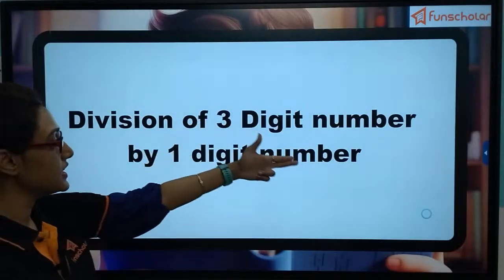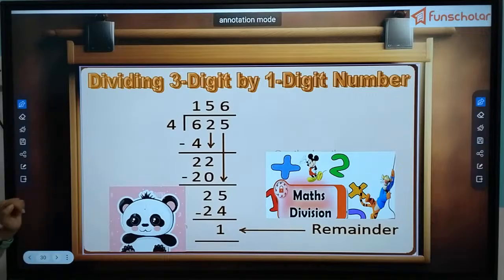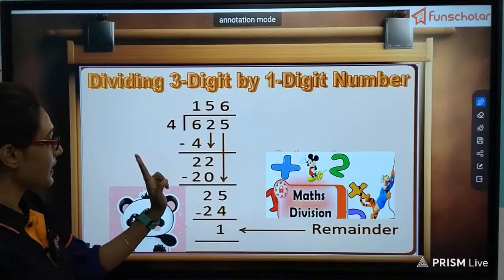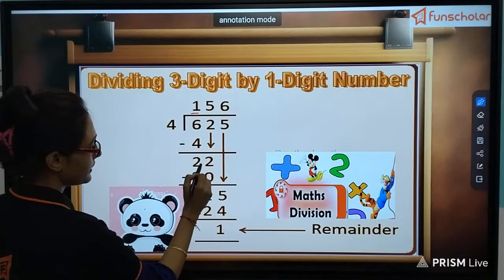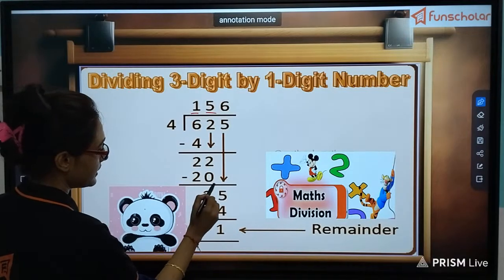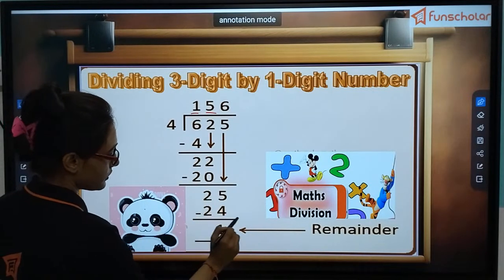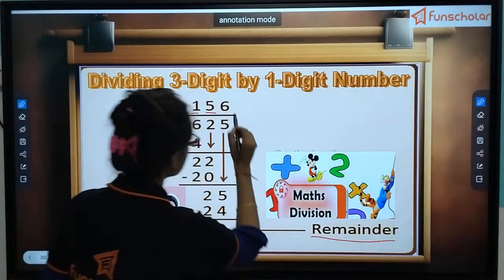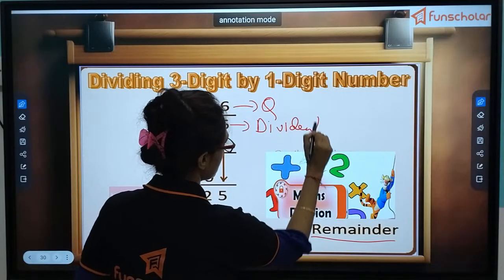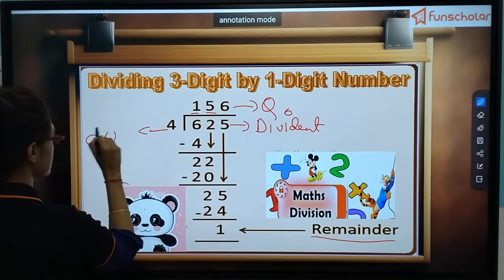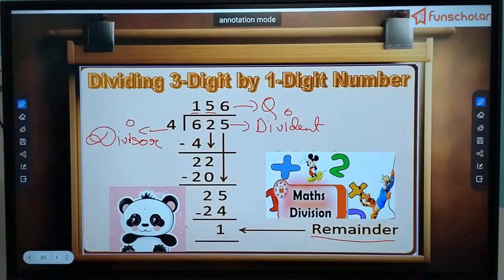Now next, division of 3-digit number by 1-digit number. See, the sum is given. 625 divided by 4. So 4 1 is 4. 2 will come here. 4 5s are 20. 2 will come here and 5 will come next. 4 6s are 24. So again there is one remainder. So this is the quotient. This is the dividend. This is the divisor. Understood?